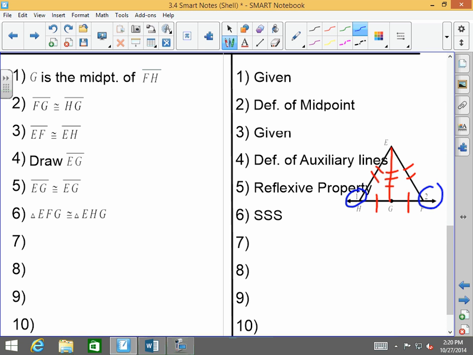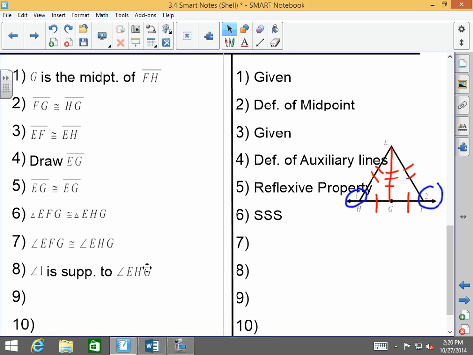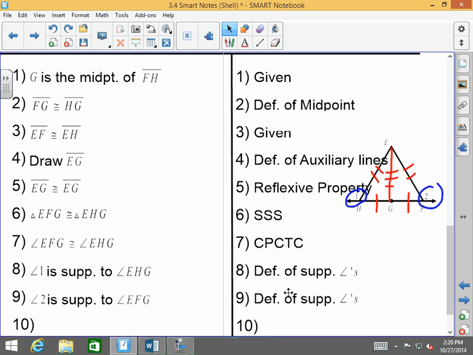So what I'm going to state is the obvious. Angle EHG is congruent to angle EFG because of CPCTC. Then angle 1 is supplementary to EHG because definition of supplementary angles. Angle 2 is supplementary to EFG because definition of supplementary angles. And then we can prove angle 1 is congruent to angle 2 because supplements of congruent angles are congruent.